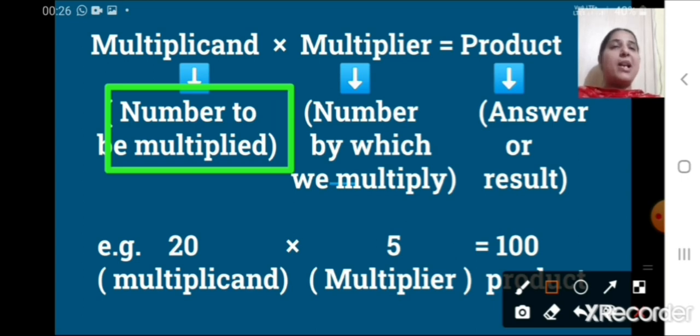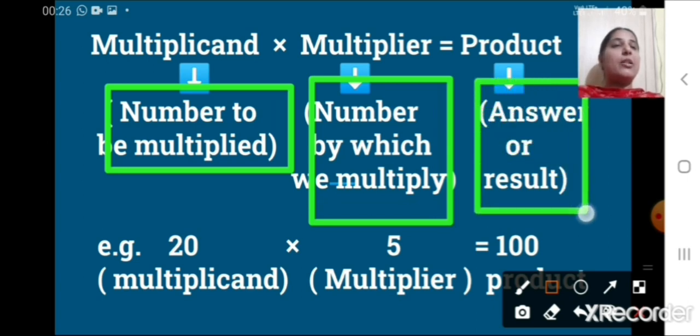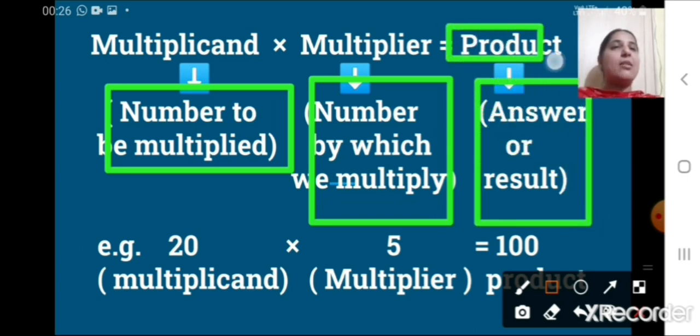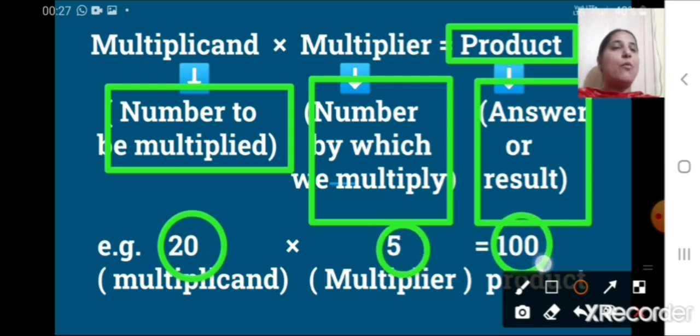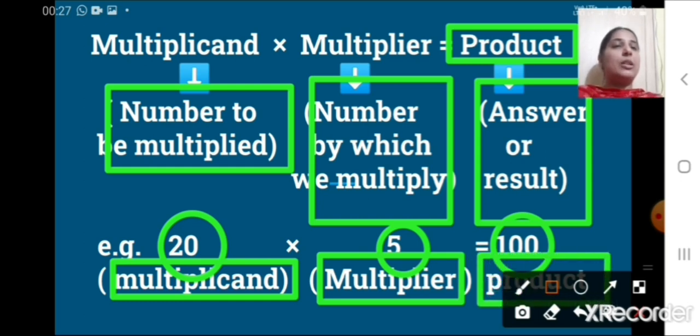What is multiplier? Number by which we multiply, and the answer or result that we get after multiplying is called product. Suppose the example, just look at the example here. 20 multiplied by 5 is equal to 100. So what is 20 here? 20 here is multiplicand, whereas 5 here is multiplier and 100 here is product. Okay children.